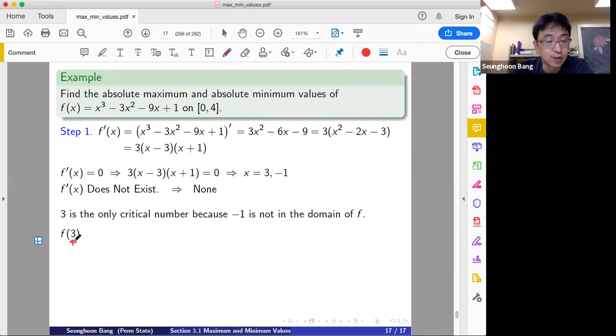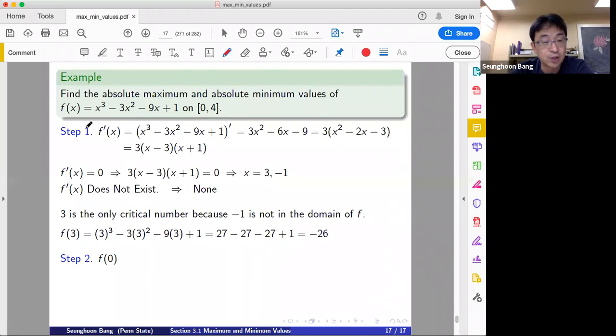So you calculate f of 3. You plug 3 into the original function: 3 cubed minus 3 times 3 squared minus 9 times 3 plus 1. The 3 cubed minus 3 times 3 squared cancels. The remaining part is negative 27 plus 1, which is negative 26. So we have it.